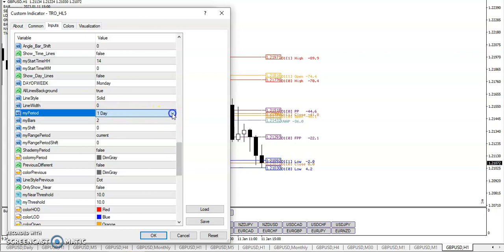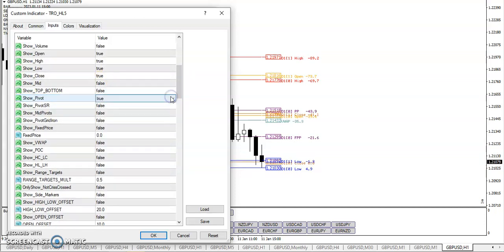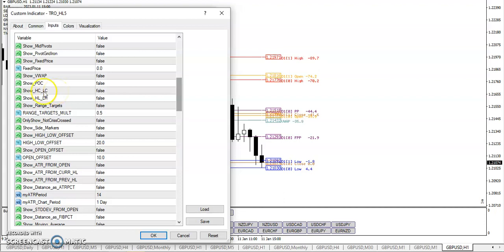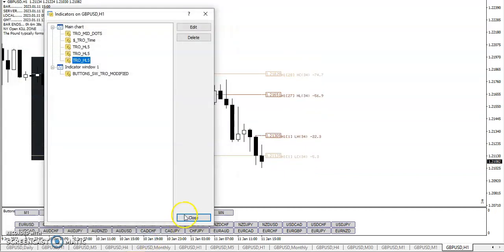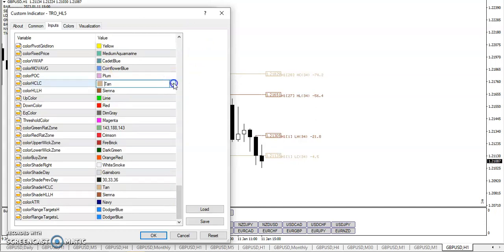Now, let's switch this to H1. Let's switch this to 34 bars. And let's turn off the pivot. You can turn off the high, turn off the low, turn off the close, turn off the open. But what we want to do is let's show the highest close and lowest close and the highest low and lowest high. And let's see, I think I need to change the colors here. That one's kind of hard to see.